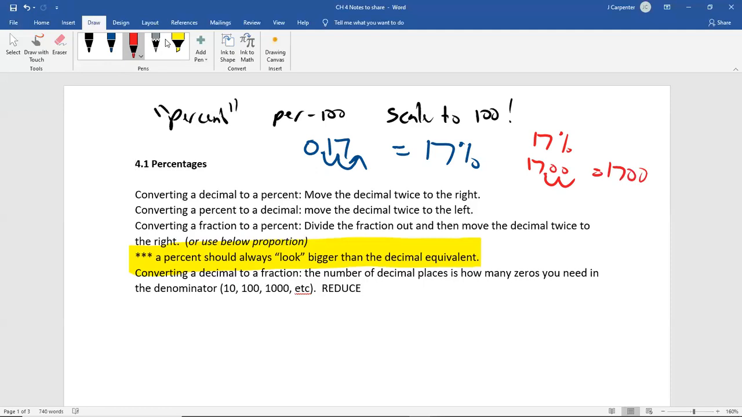He said the percent number should always look bigger, and that's because you're scaling it to 100. You scale it to a bigger number, the number should look bigger. We went through a guided activity where we emphasized that. 17 does not look bigger as a number with the percent versus 1700. So that says I went the wrong way.